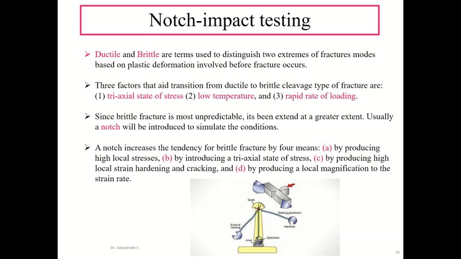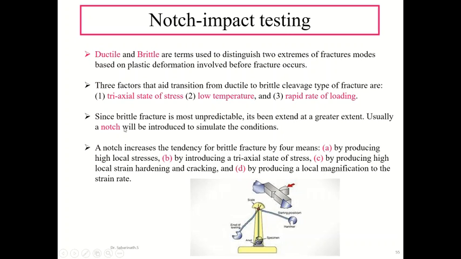Okay, so when this pendulum is released, it strikes and fractures the specimen at the notch, and the notch will act as a point of stress concentration for the high velocity impact. So this pendulum continues its swing, reaching a maximum height h dash, which will be lower than the initial height h, and this will be a measure for the impact energy.